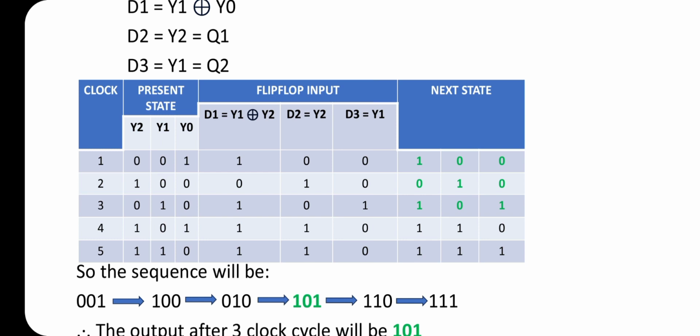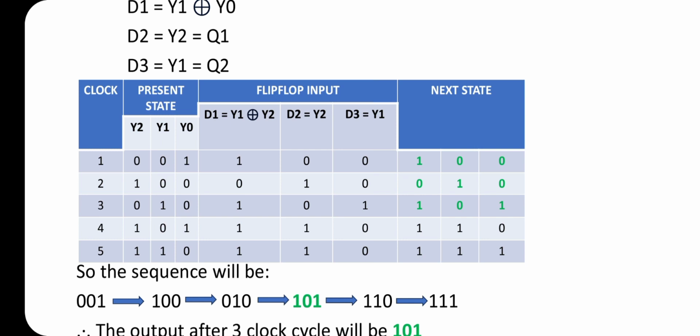1 0 0. Then D1 equal to y1 XOR y0, that is not y2, that is y0. We get 0 XOR 0 is 0. D2 equal to y2, 1, D3 equal to y1 equal to 0. Just copy this answer 0 1 0 to the next state and the third clock cycle is 0 1 0.